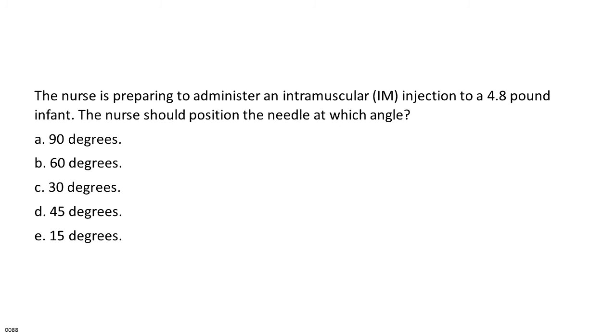The nurse is preparing to administer an intramuscular IM injection to a 4.8-pound infant. The nurse should position the needle at which angle? A. 90 degrees. B. 60 degrees. C. 30 degrees. D. 45 degrees. E. 15 degrees.